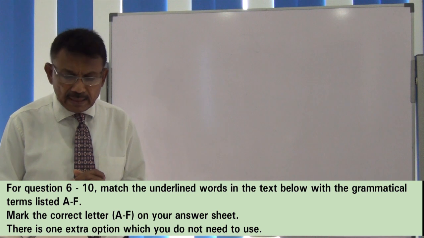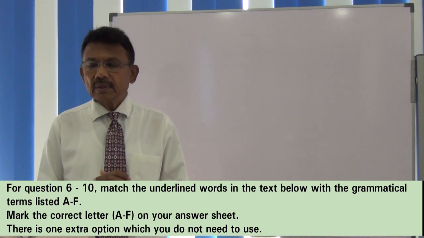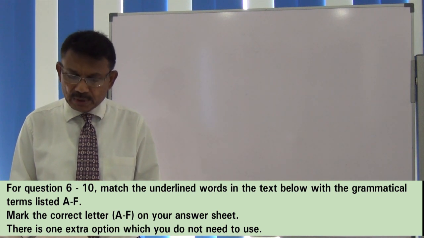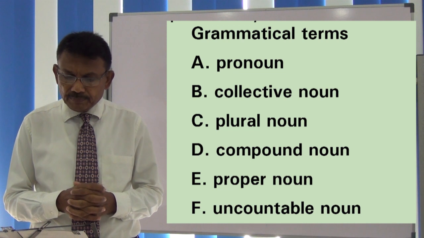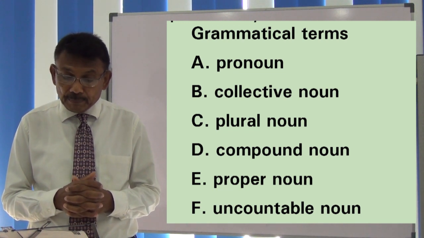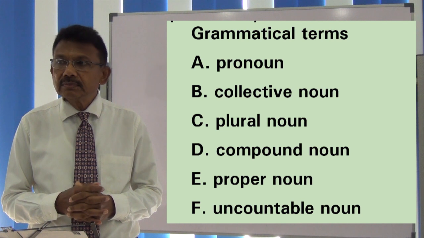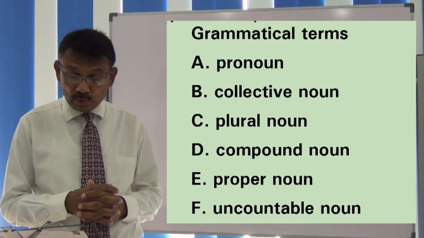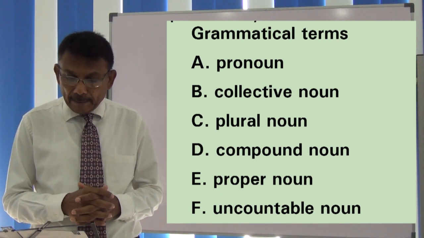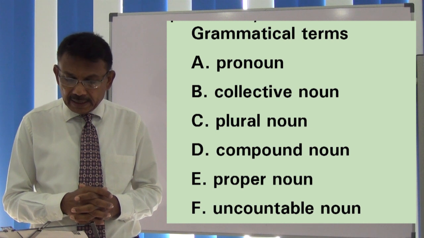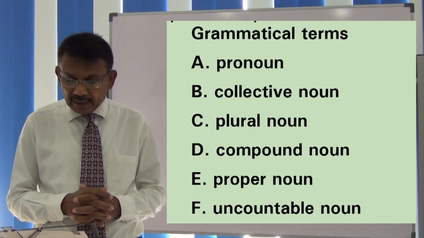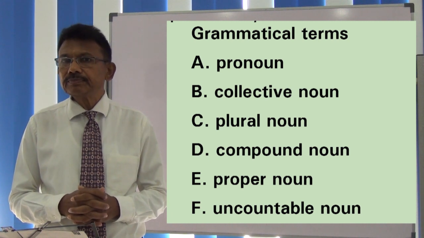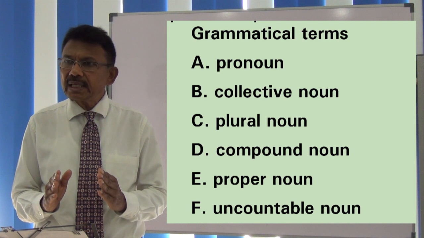Okay, now let's have a look at grammatical items. All these grammatical items have been taught to you and everybody knows that. A, pronoun. You know what pronouns are. B, collective noun. Everybody knows what collective nouns are. In the first unit, grammar, I have taught you them. Then C, plural noun. D, compound noun. E, proper noun. And F, uncountable noun. Can everybody understand these things?